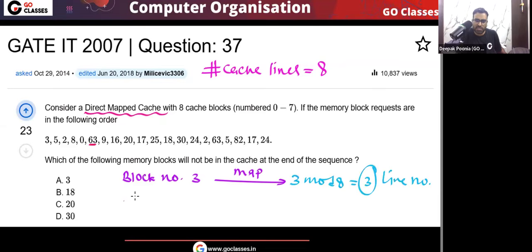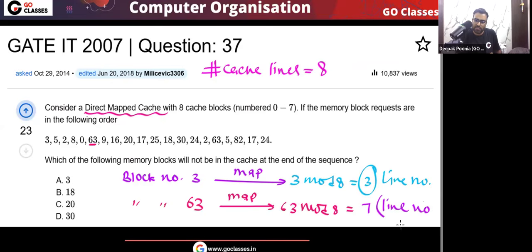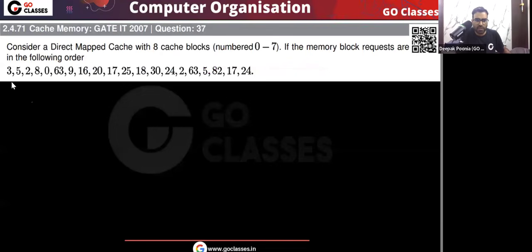Similarly, I can ask you about 63. If your block number is 63, then to which line number will it map to? That is very simple, 63 mod number of lines, that is 8. So the remainder is basically 7. So remember, this 7 is the line number. Very simple. So like this, for every main memory block, you find to which line number they will map to. Let me quickly write here.